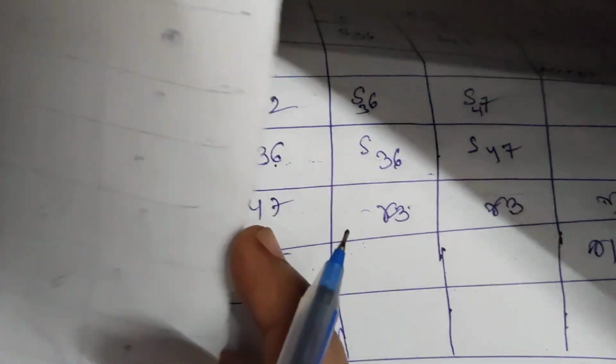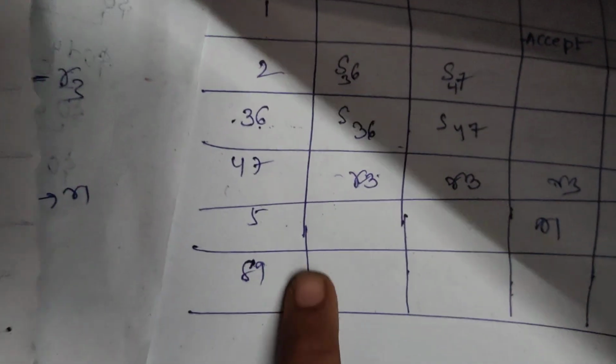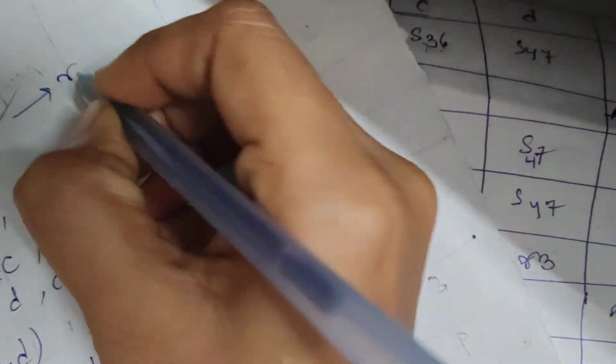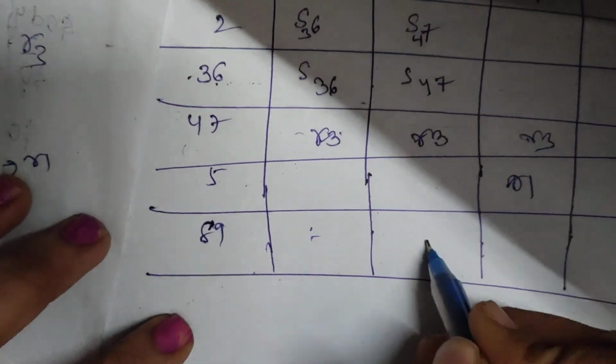Okay. Next, check where the dot has reached. So in the 8th line, means the 8th item, what is the production number for this? The production number for this one is the second one. So second production, so R2. Okay. So in place of C and D in the 8th state, you need to write R2. This is C, this is C and this is D, right? So you need to write R2.